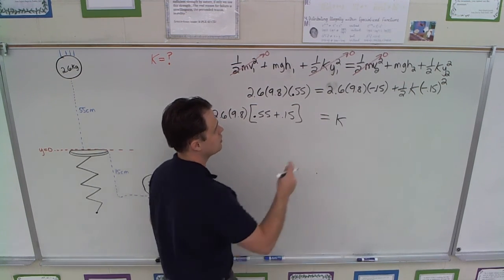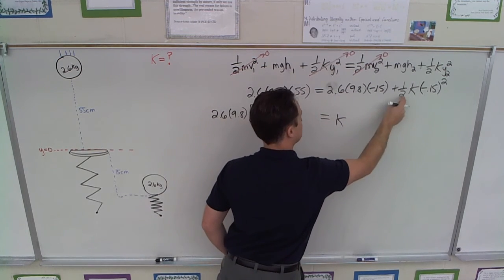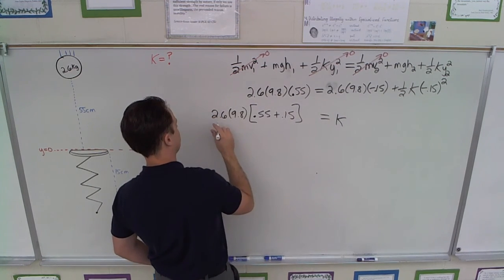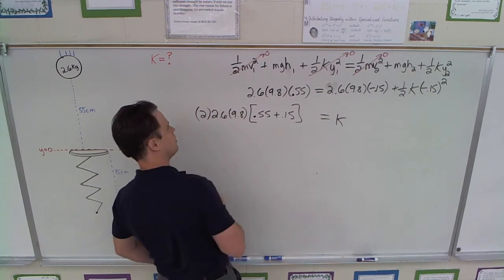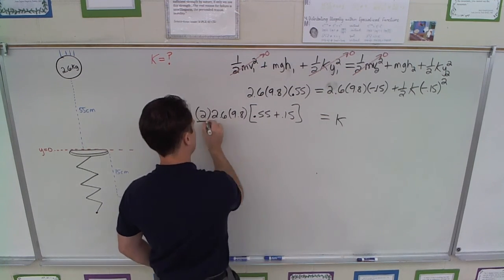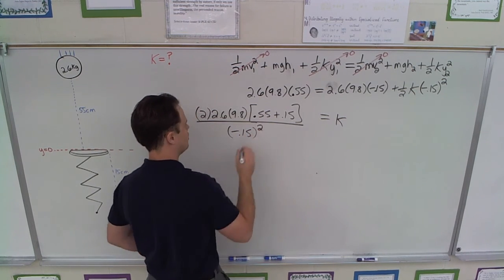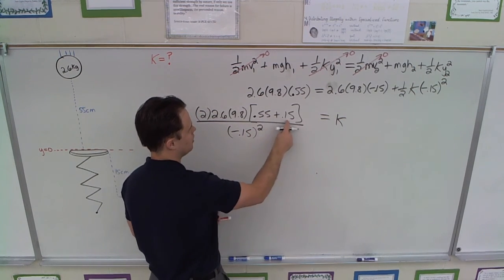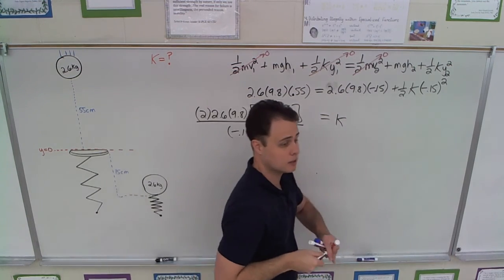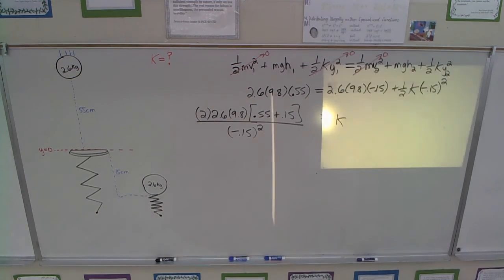So now I've got that, and then I just need to compensate for this, so I'll multiply by 2 to get rid of the 1/2. So I'll put an extra 2 right there, and then I need to divide by my negative 0.15 squared, and you can see the negative's not going to matter in that part, but it did matter because of this aspect of the calculation. So let's see what we get.